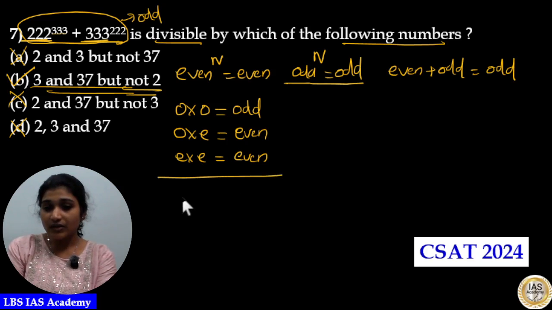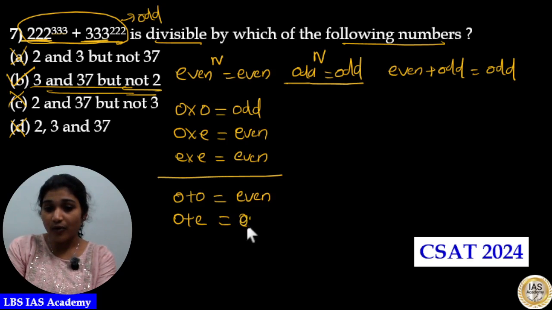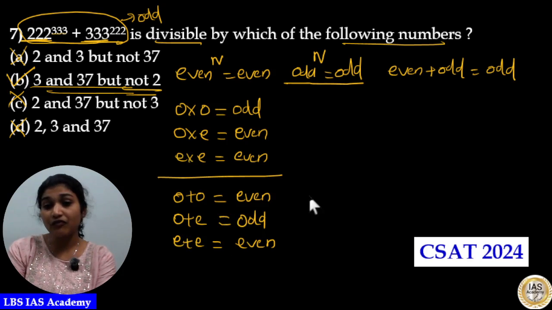Same way, here, odd plus odd. 3 plus 7 is 10, which is an even number. And odd plus even. 7 plus 4 is 11, an odd number. And even plus even is an even number. 4 plus 8, 12 is an even number. So in this way, you can remember things. No need to memorize. Just take examples between 1 to 9.